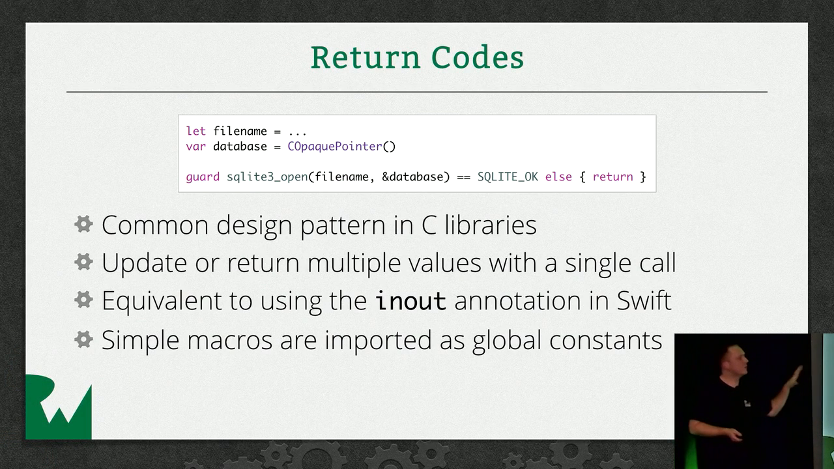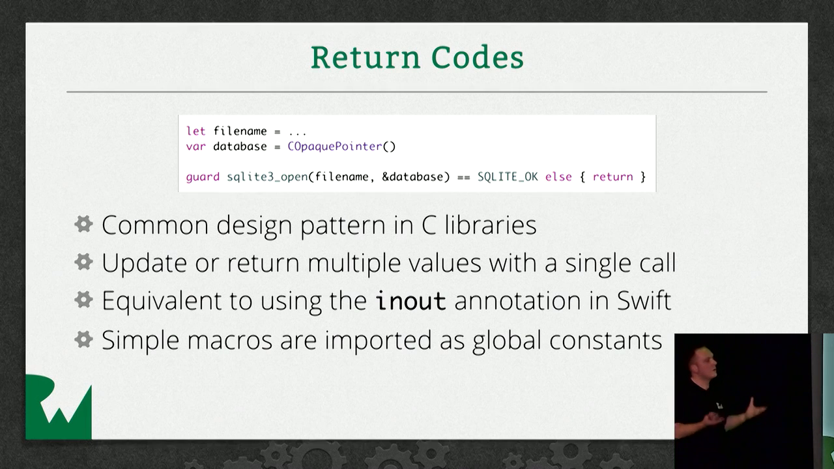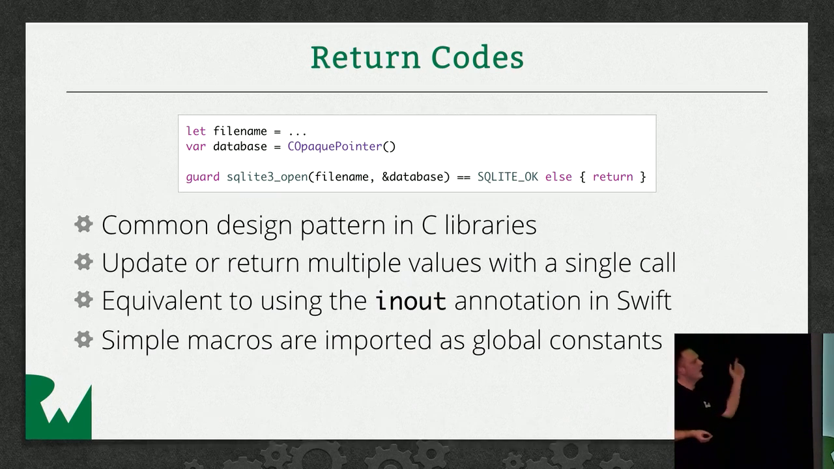Return codes, this is just a touch on some common design patterns in C libraries, and again, we'll get into this as we start working with the SQLite3 library. Because everything's function-based, it's procedural in C, if you want to know whether the operation that function carried out was successful, it's a common design pattern to return a return code from a function. It allows you to update or return multiple values in a single call, and also know that all those values were updated successfully without having to check each one. It's equivalent to using the inout annotation in Swift.